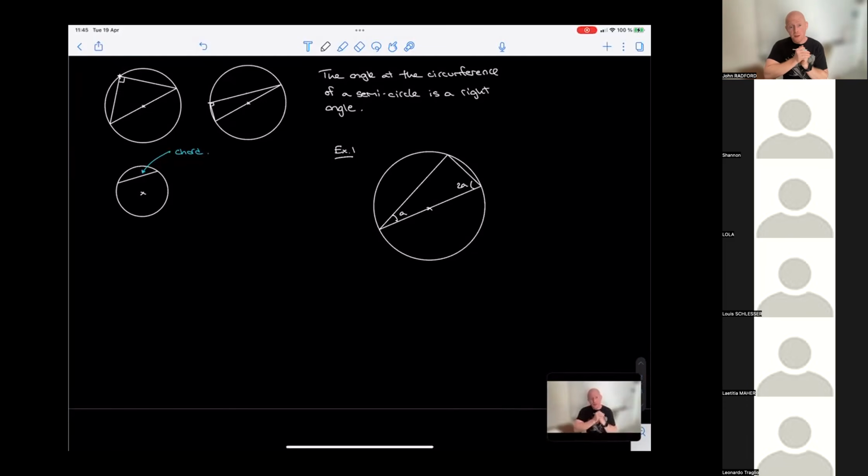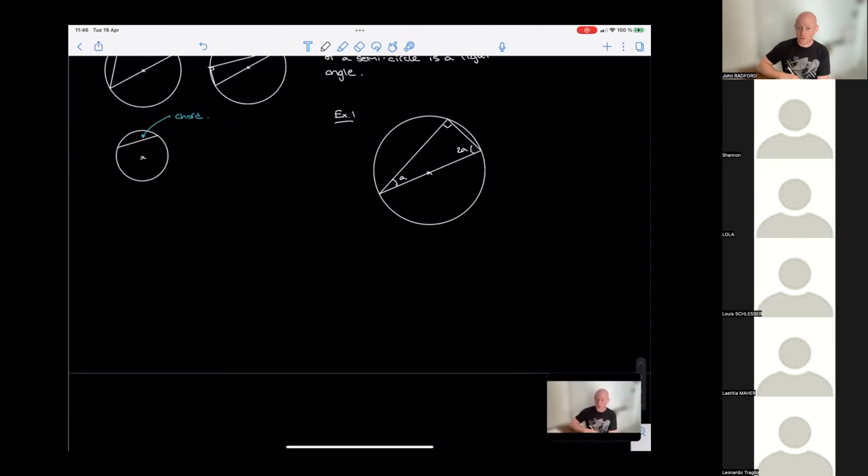Looking at this, what you should pick up on is the fact that the segment we have here is a diameter. That has to be made quite obvious, because it's not a guessing game, right? They have to make that obvious. Here, it passes through the center. Since this is a diameter, this point at the circumference is on a semicircle. This is a semicircle up here. Consequently, we know this angle at the top must be a right angle.